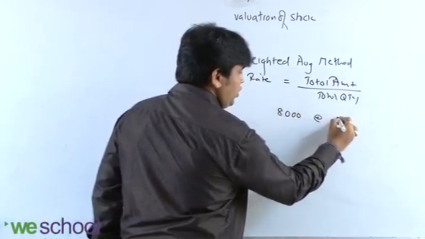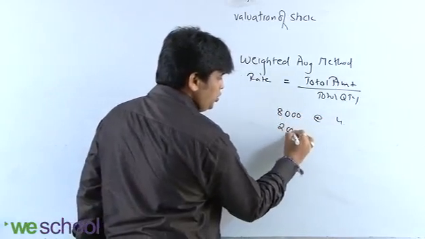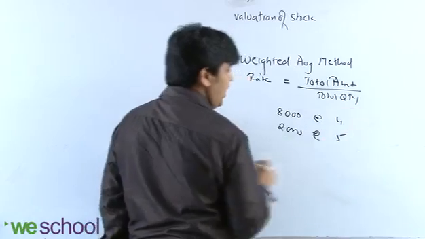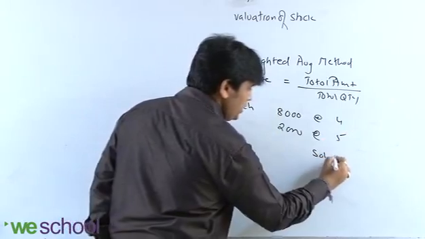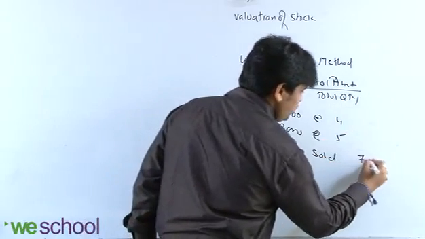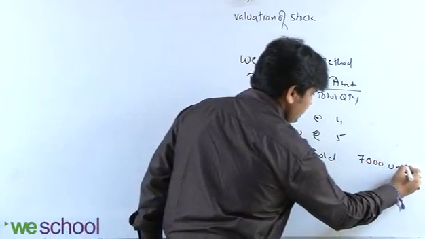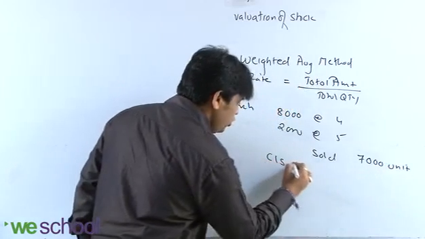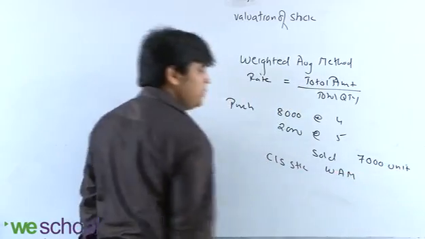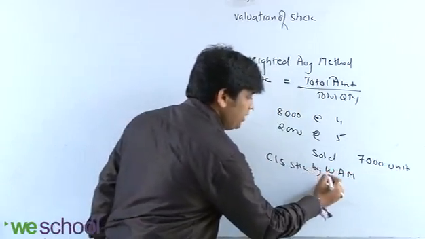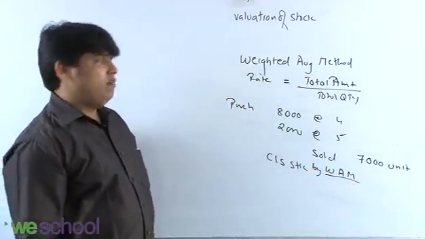8,000 units at the rate of 4 and 2,000 units at the rate of 5. I purchased, this is purchase, right? Then sold 7,000 units. Find closing stock as per weighted average method.